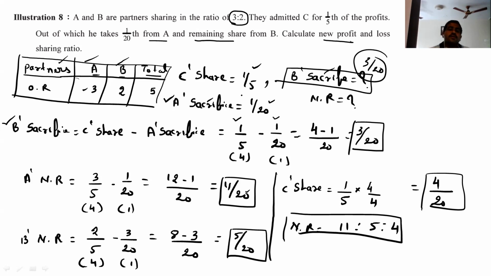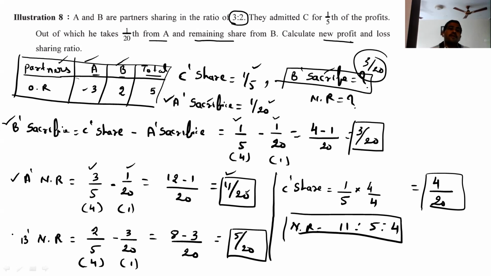New. So let's see. A's new ratio is equal to, what is the C share? C share comes to 3 by 5 minus sacrifice. How much? 1 by 20. So 5 fours are 20, 3 fours are 12 minus 1. So it comes to 11 by 20.